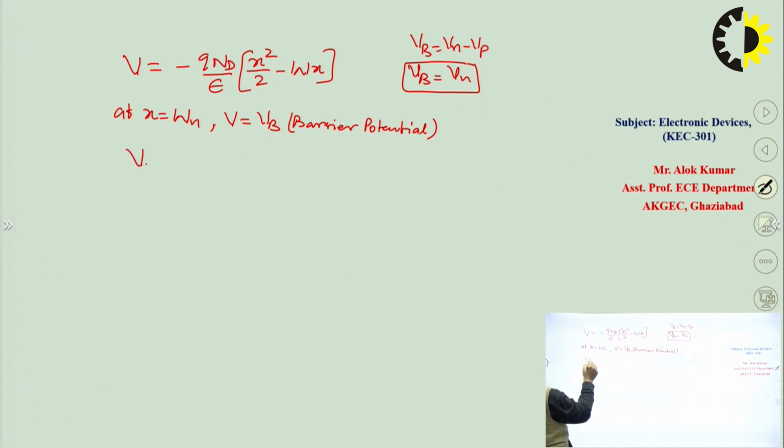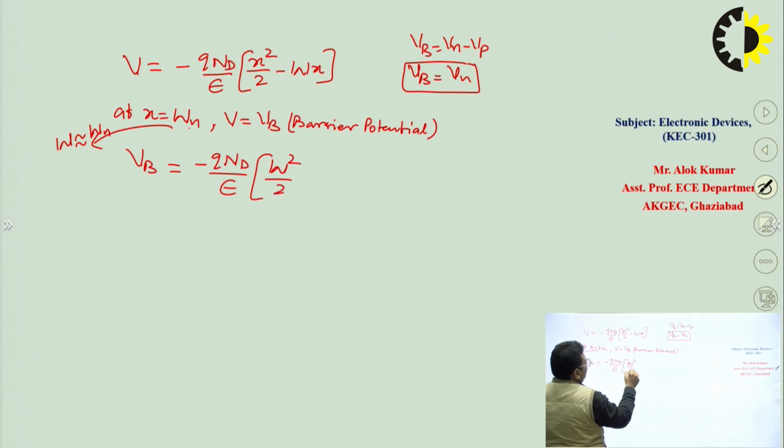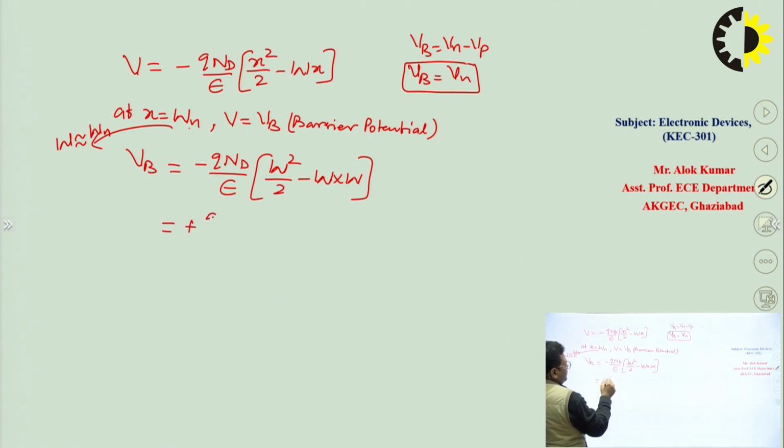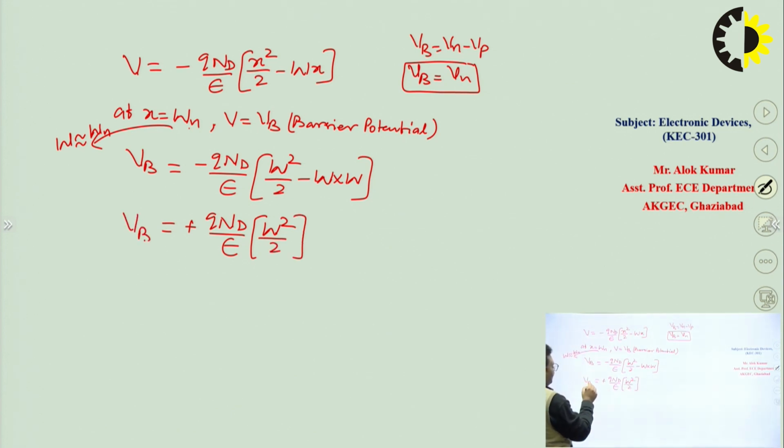So if I use this value, VB will be equal to minus q Nd upon epsilon into, and in place of Wn I can write W only, because we have considered W is approximately equal to Wn. So I can write W in place of x. Here I can write W square by 2 minus W into W, right? After solving this, I will get plus q Nd upon epsilon into W square by 2, right? So this will be the value of VB.